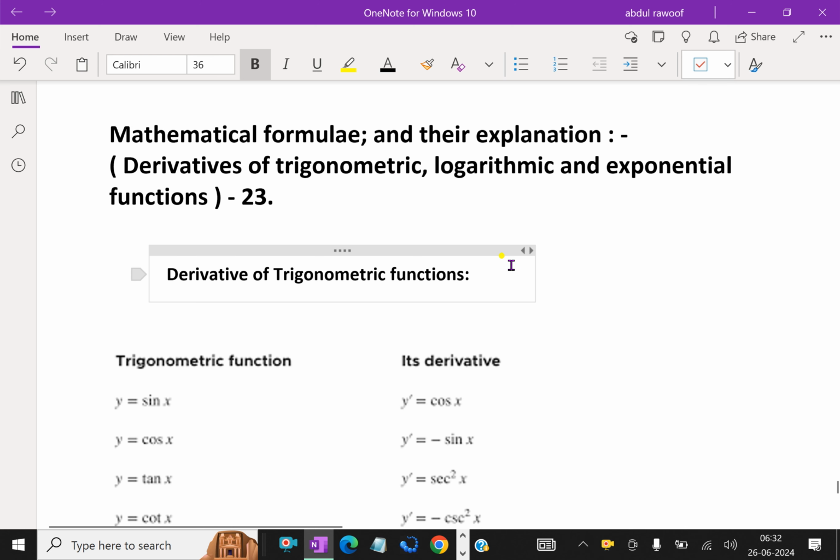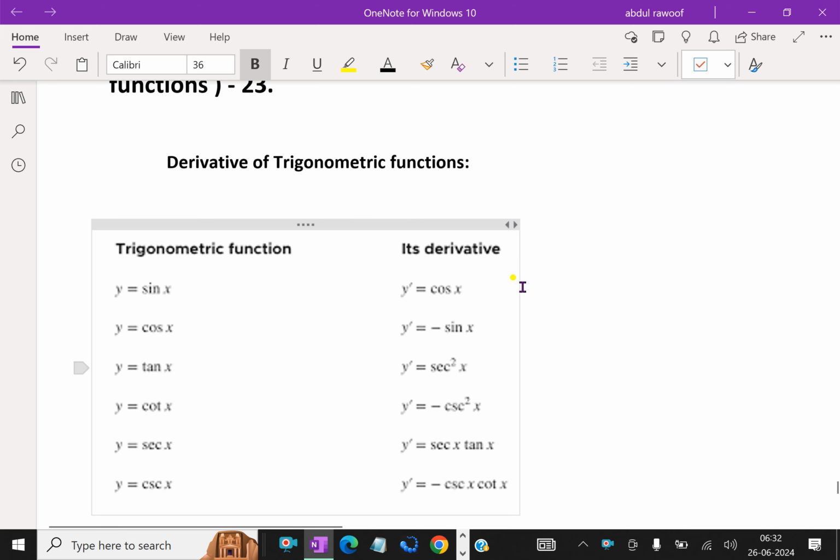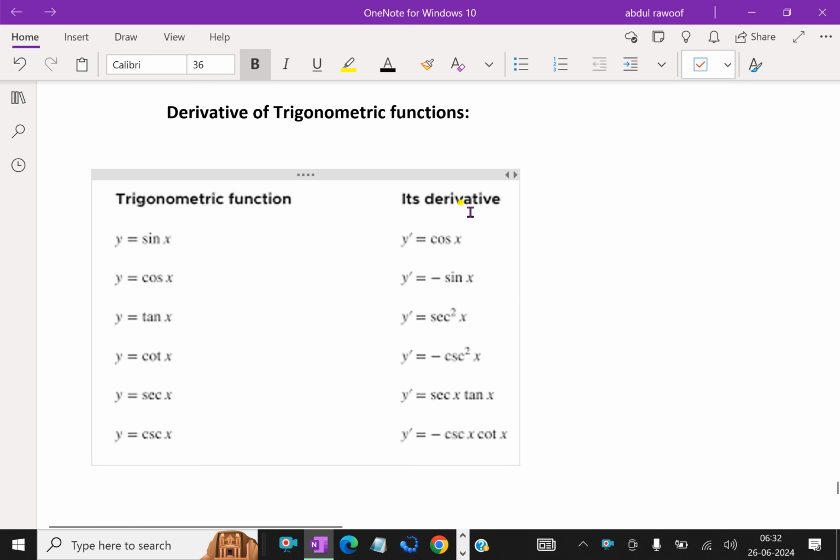In mathematical formulae and their explanation, let us discuss formulas of derivatives of trigonometric, logarithmic and exponential functions. First we'll discuss derivatives of trigonometric functions. This side is the trigonometric function, and this side is their derivative. The derivative of y equals sin x is cos x, that is dy by dx is cos x.